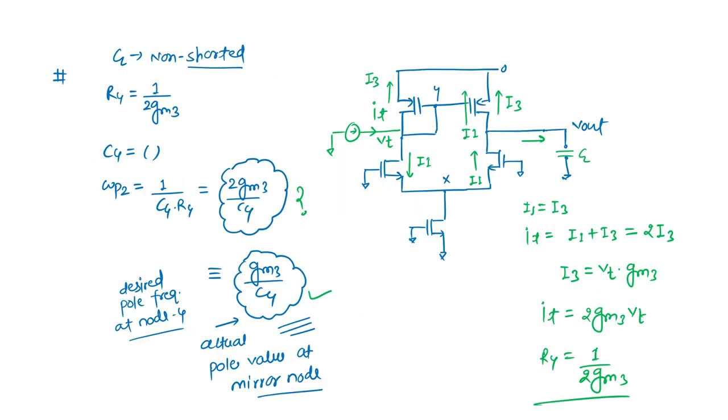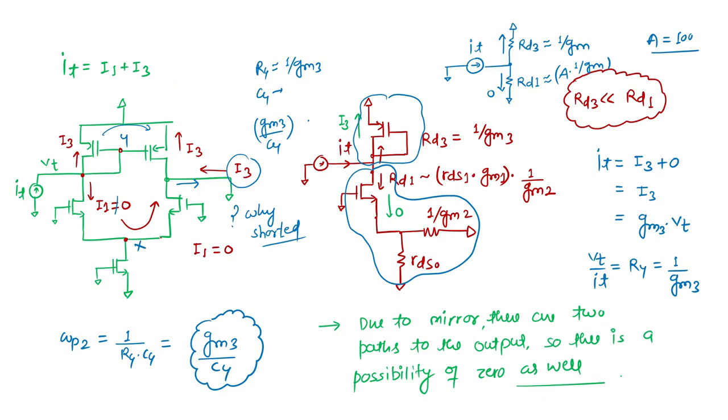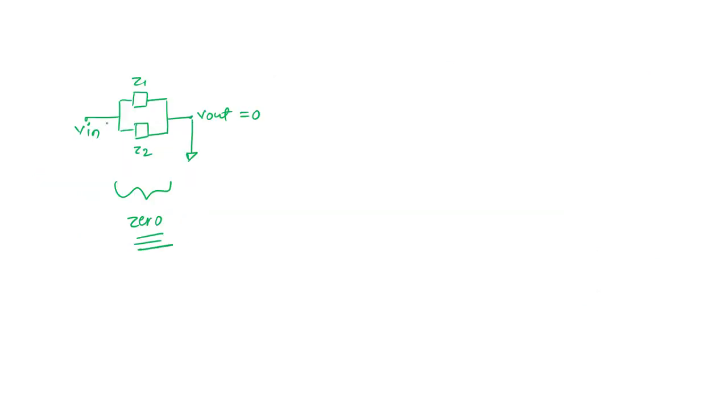Now apart from this pole, there is a possibility of a zero as well, because the output has two paths. Here we have output, and one path is directly coming from M1 to M2, and one path is due to this mirror. So due to the mirror there are two paths to the output, so there is a possibility of a zero as well. If there are two paths between input and output, then by shorting the output we can have the zero contribution here, and we have seen this many times.